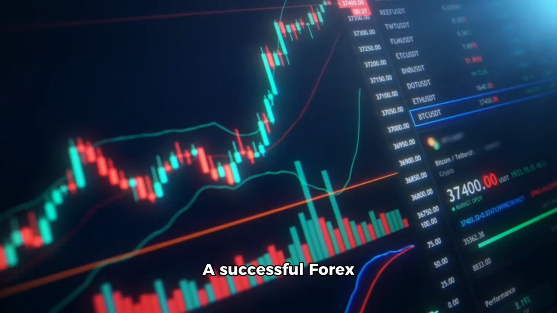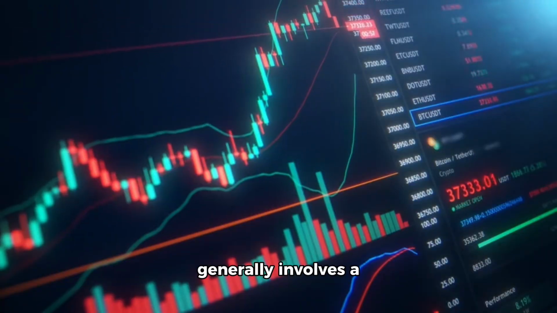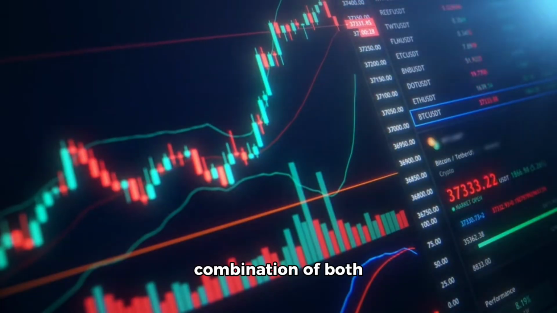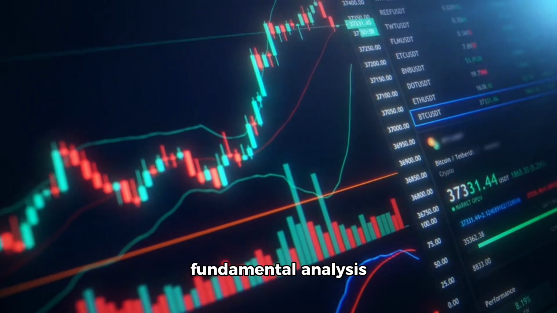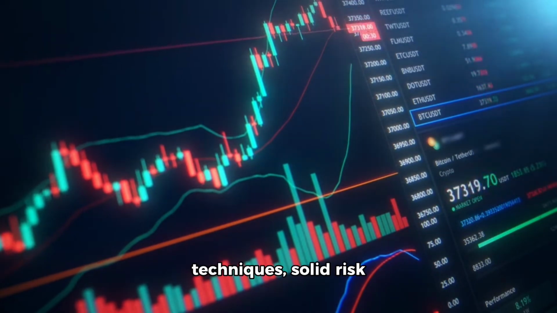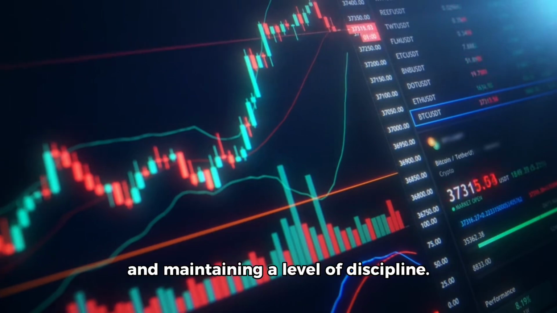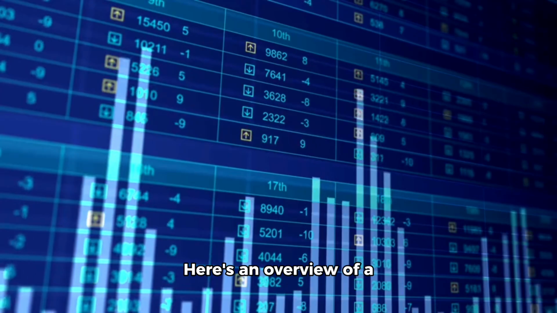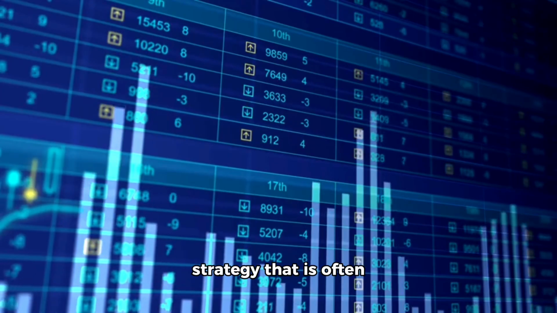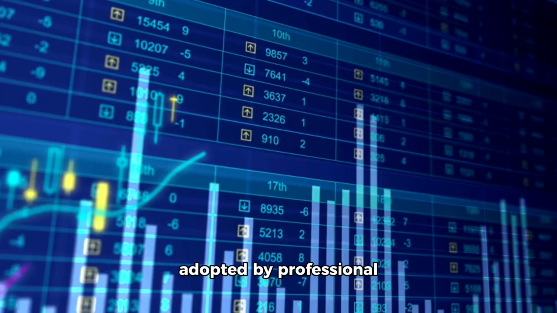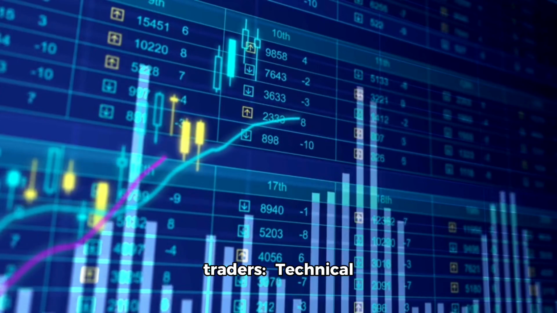A successful Forex trading strategy generally involves a combination of both technical and fundamental analysis techniques, solid risk management practices, and maintaining a level of discipline. Here's an overview of a common and effective strategy that is often adopted by professional traders: 1. Technical analysis.